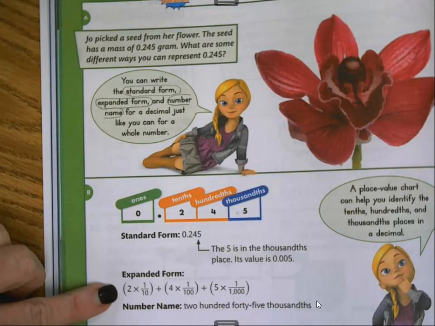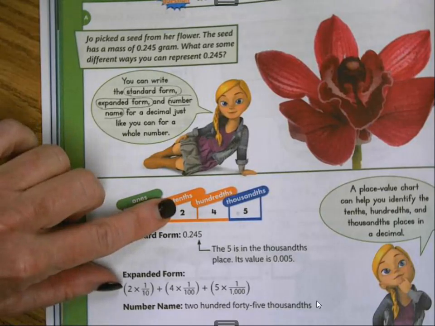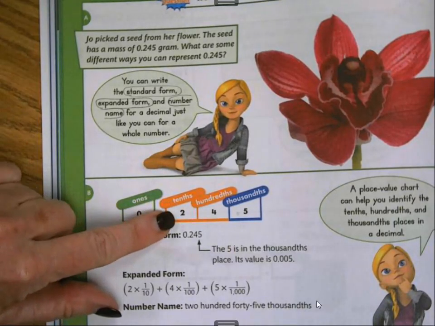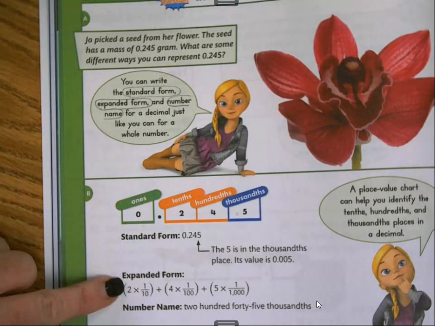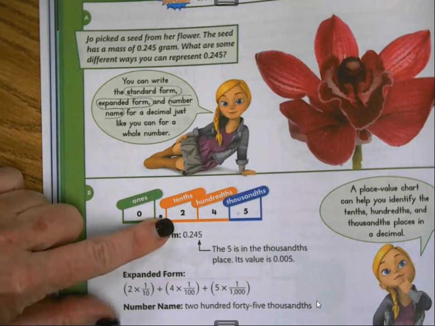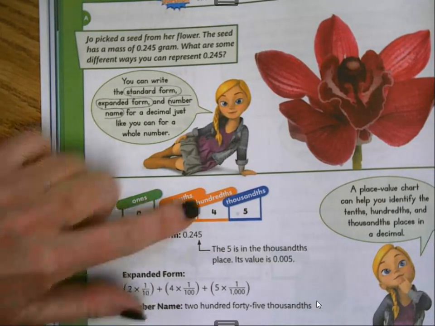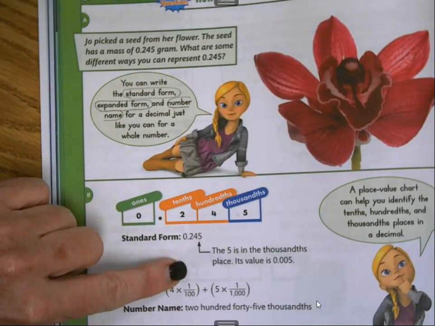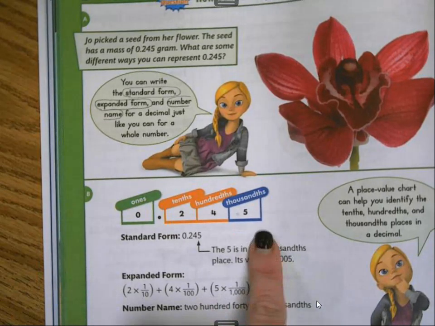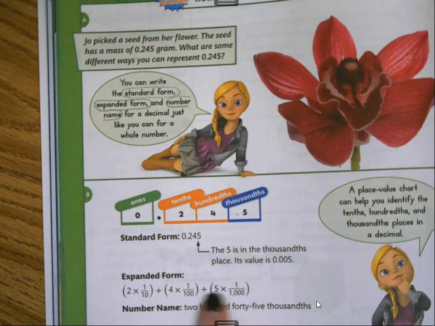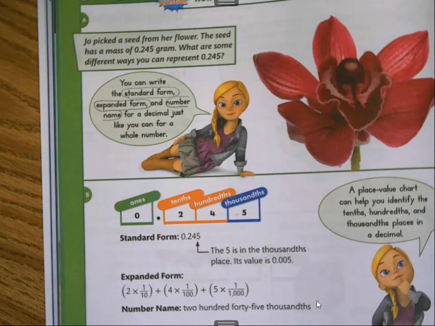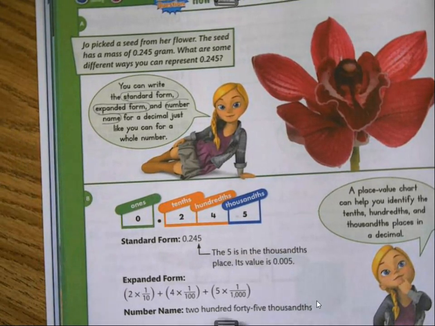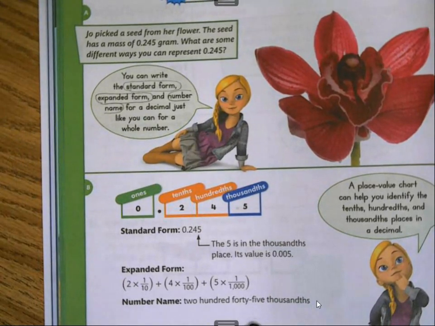All right, expanded form. So this is where we're going to take the digit in the tenths place. That's our largest value digit. Its value is 1/10. All right. We're going to add it to the next digit, which is a 4 in the hundredths place, and hundredths are valued at 1/100. And then we add it to the value of the 5, which is in the thousandths place, 1/1,000. And then the number name is just as I read it, 245 thousandths.